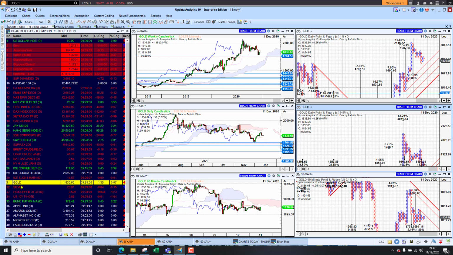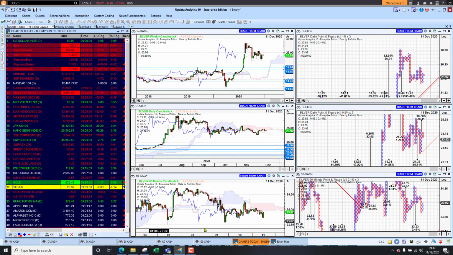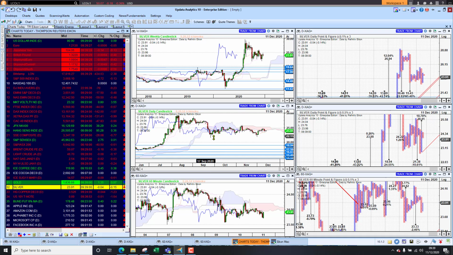Silver just below the 24 mark. 23 is the real support level on silver. 23.50 is pretty critical on that very short-term chart. 24 is the level, so we just need to watch that. A little bit of a triangle flag pattern building here, so we just need to be wary. But the long-term charts are still bullish.